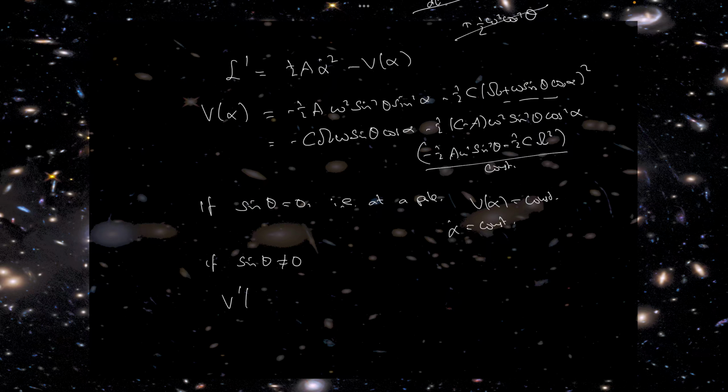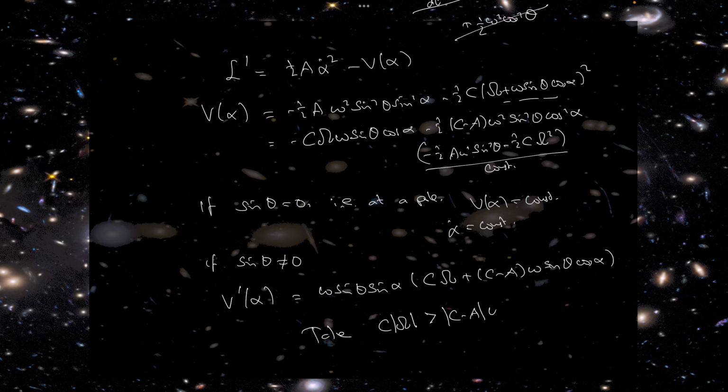They correspond to V prime of alpha equal to 0. Well, that's equal to omega sine theta sine alpha times c omega plus c minus a omega sine theta cos alpha. We will spin the gyro up fast enough so that c omega is a lot greater than c minus a magnitude times omega.